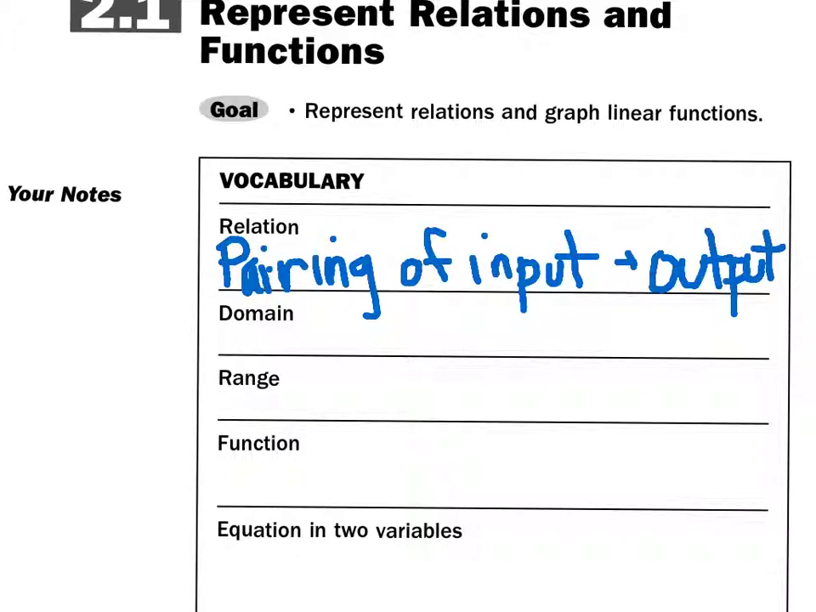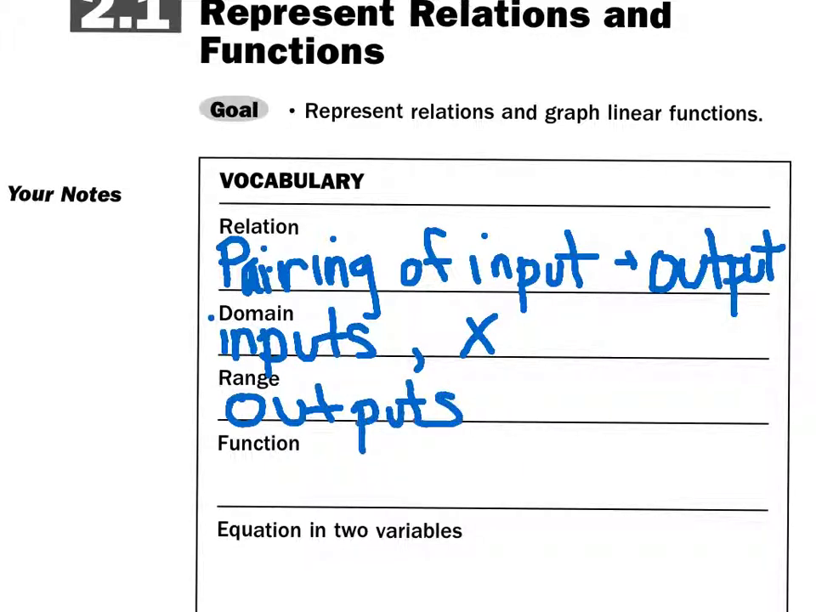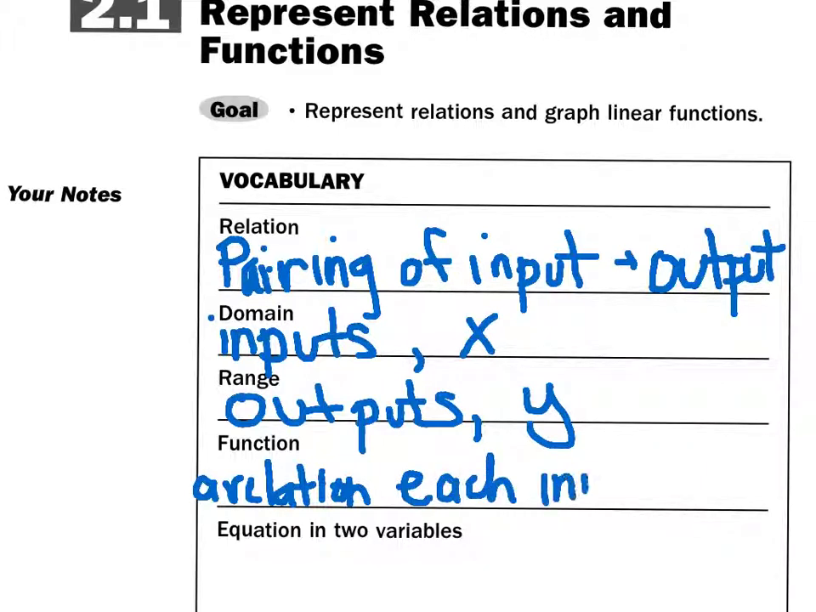A domain is inputs, which we usually use as x's. Range are the outputs, and we usually use those as y's. A function is a relation for which each input has one output.